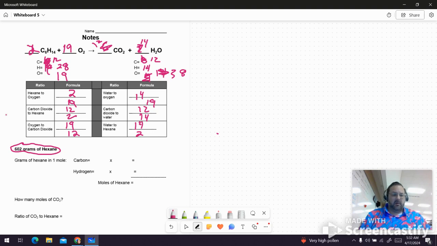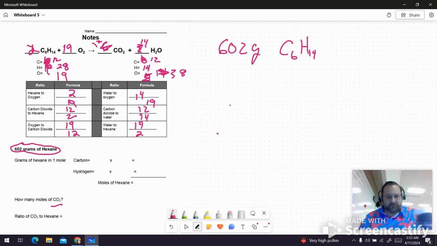So when I change to moles, I go, all right, how many moles if I have 602 grams of C6H14? What am I asking here? How many moles of CO2 would I have? So the first thing I've got to figure out is how many moles of hexane I have here. In order to find that out, I have to add up the molecular mass of each of the components to find out how much 1 mole of hexane weighs.